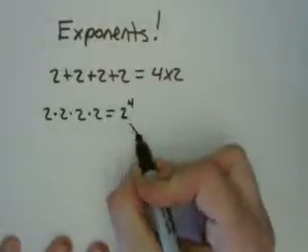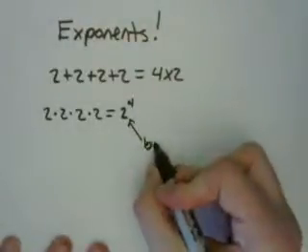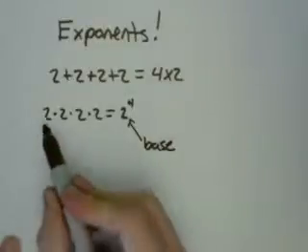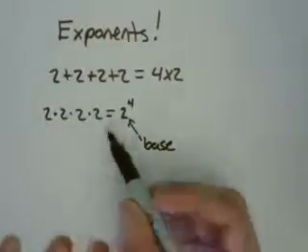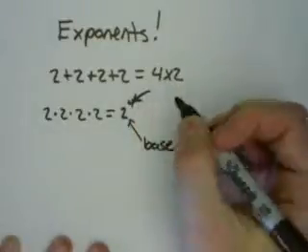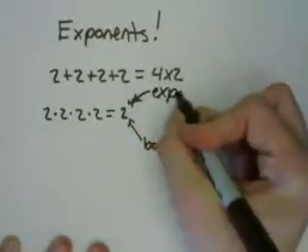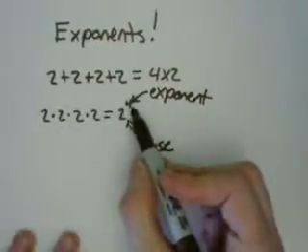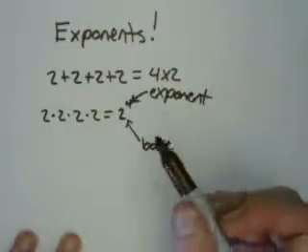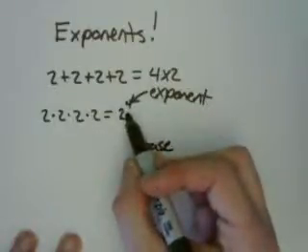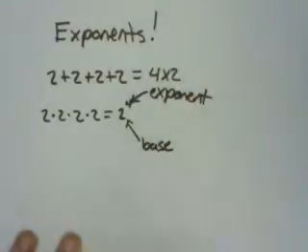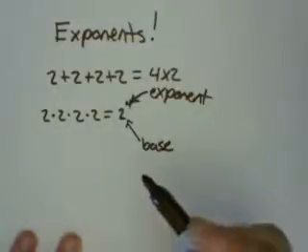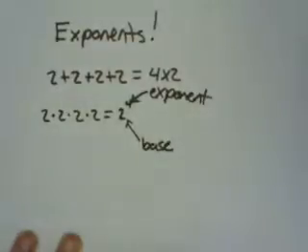Here we have what we call the base. So what is being repeatedly multiplied? In this case, we have 2 being repeatedly multiplied. And here we have its exponent. So here we multiply it to itself 4 times. And this is actually read as 2 to the power of 4. To the power of means to the exponent of. It's a little turn of phrase.